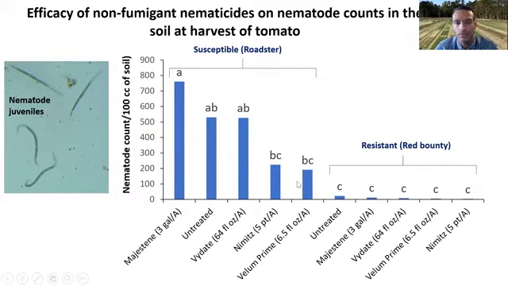However, I'd like to point out that even with one application of Nimitz and Velum Prime, you might end up with 200 nematodes per 100 cc of soil. This is a high number of nematodes.